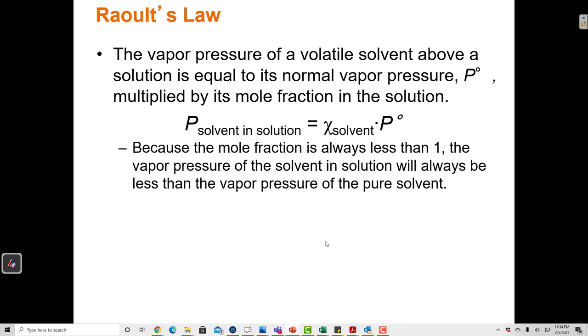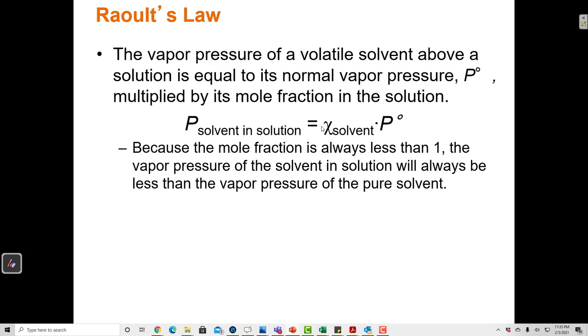So we can express this relationship mathematically, and we call that Raoult's law. The vapor pressure of a volatile solvent above a solution is equal to its normal vapor pressure, which we would call P naught, multiplied by its mole fraction in the solution. So the vapor pressure of the solvent in the solution equals the mole fraction of the solvent times the normal vapor pressure, P naught. Because the mole fraction is always less than 1, the vapor pressure of the solvent in the solution will always be less than the vapor pressure of the pure solvent.